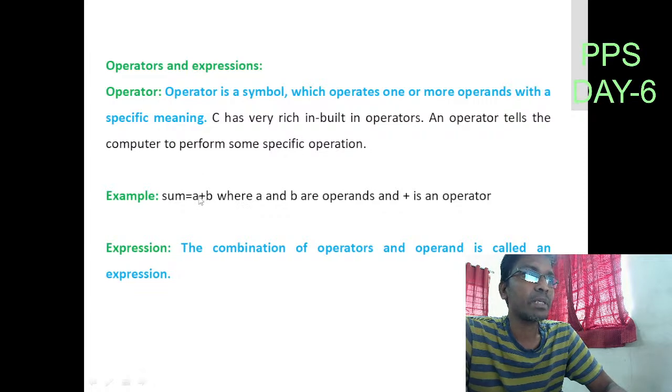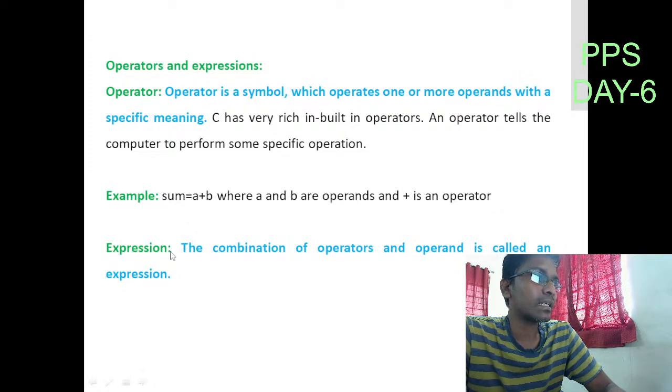I repeat once again, an operator is a symbol like plus, minus, division; all of these come under operators, and they operate on one or more operands with a specific meaning. For example, a plus b. Here plus is an operator and a and b are operands. So that is an example for operators.